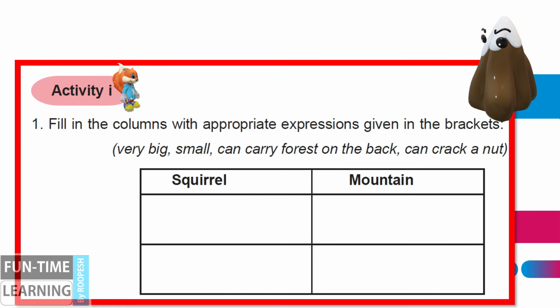Activity 1. What is this? Fill the columns with appropriate expressions given in the brackets. These are the expressions: very big, small, can carry forest on the back, can crack a nut. Let's take the first one.